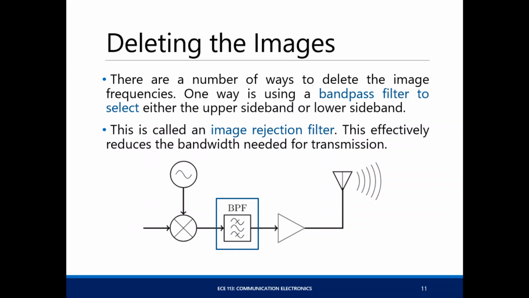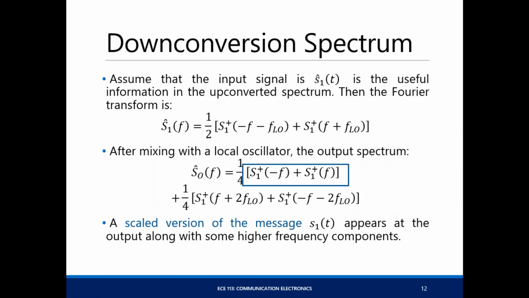To delete the image, it depends on what you need. Basically, you just select the signal that you want. Is it your upper sideband or is it your lower sideband? And this filter is called the image rejection filter. Now, once you have transmitted that and you have received it on another end, how do you downconvert this spectrum?